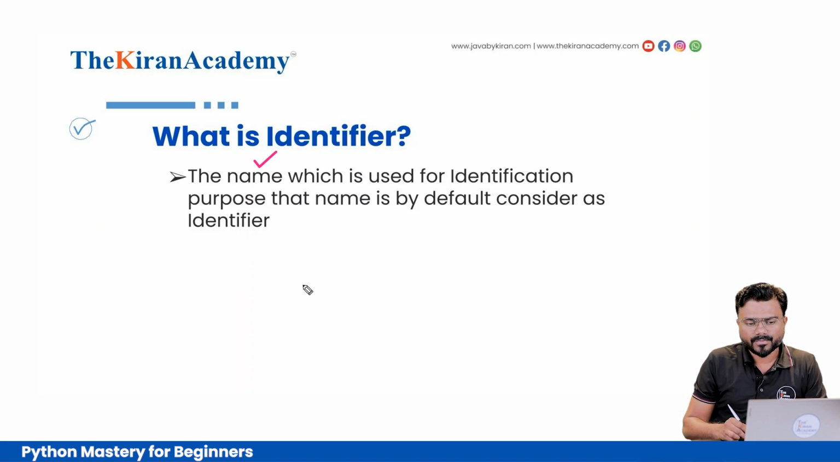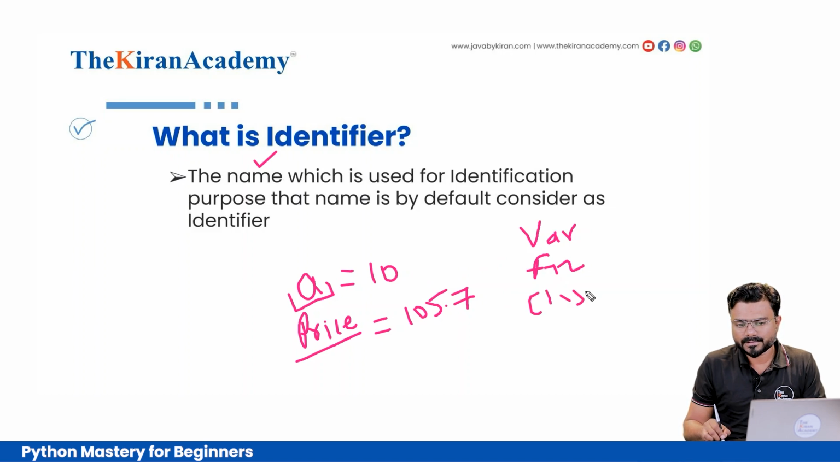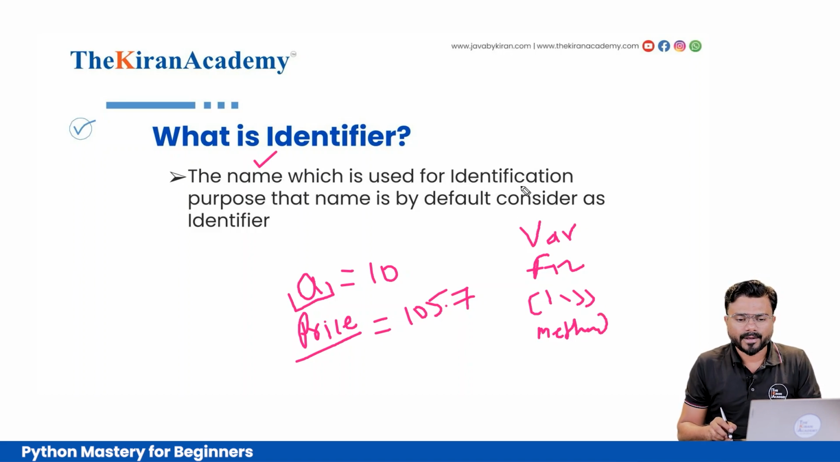So guys, for example, if I create a variable a and give some value to that a, this variable name is called an identifier. Again, if I create one more variable price which is equal to 105.7, this variable name is also called an identifier. So where do we need identifiers? To define a variable, yes. To define a function, yes. To define a class name, yes. To define a method name, yes. So we need identifiers to define these names of the Python things.